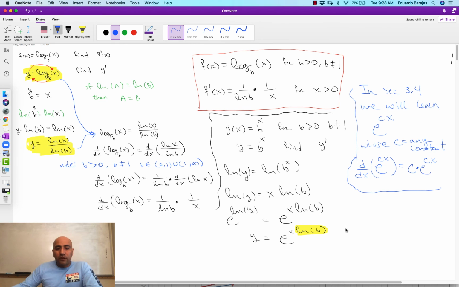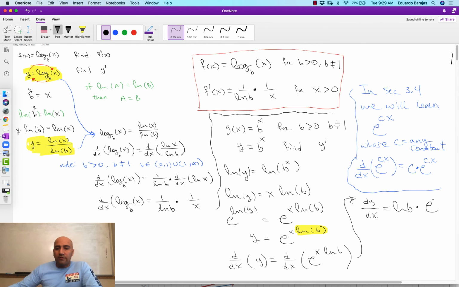using this from chapter 3.4, we can see that if we want to take the derivative of both sides, the derivative with respect to x of this y is equal to the derivative with respect to x of this e to the x ln b. And so now this is going to be dy dx. Well, that's just exactly what we're interested in. Dy dx is then equal to ln b times e to the power of x ln b. So you just bring that constant out in front, and then you copy it.